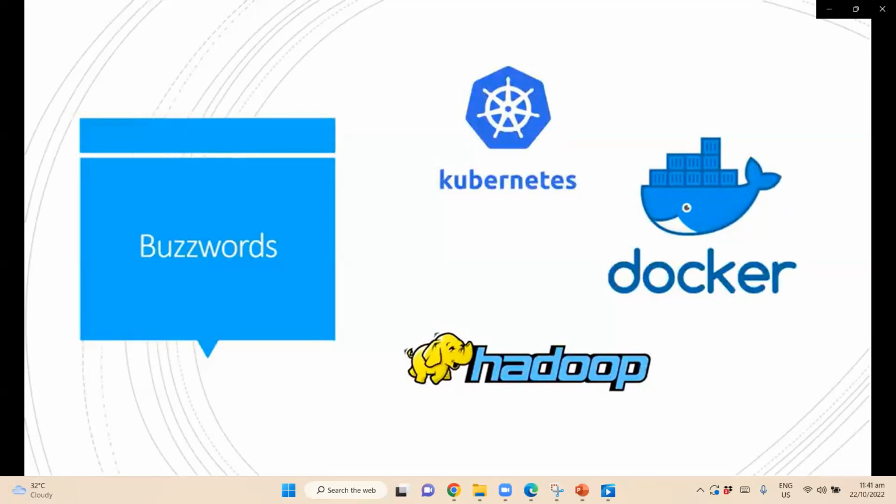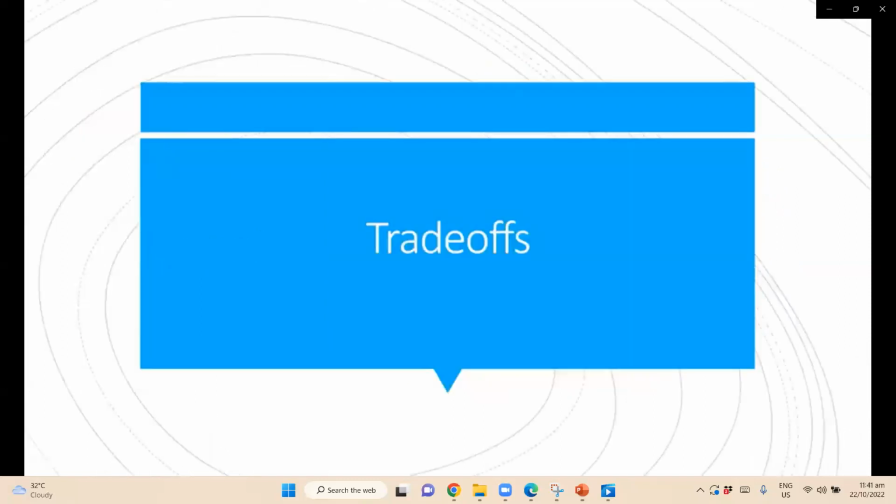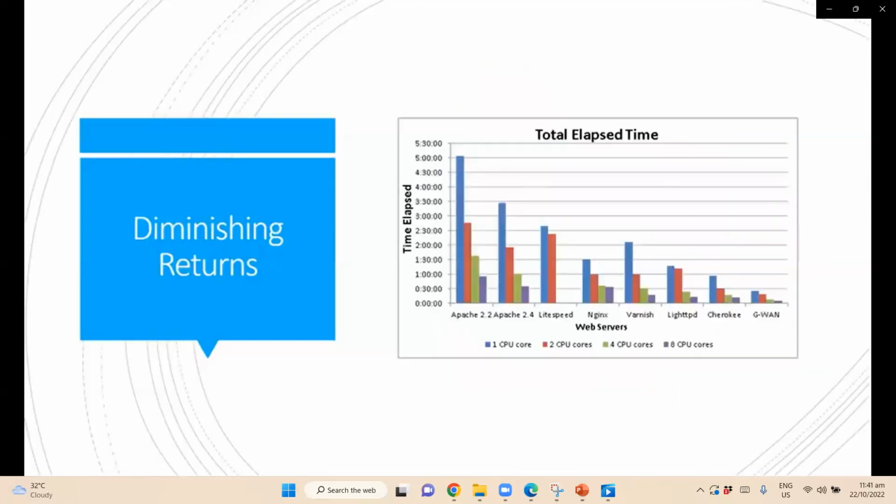Now let's take a closer look at some of those trade-offs that we mentioned earlier, but I didn't really go into too much detail on. First is the diminishing returns of vertical scaling. If we look at this chart, we can see the blue is 1 CPU core on the server, and it gradually goes up to 8.